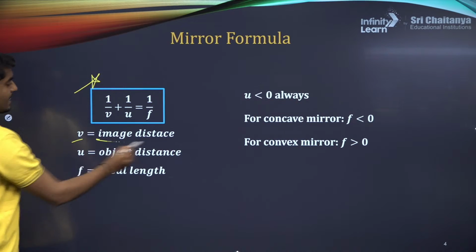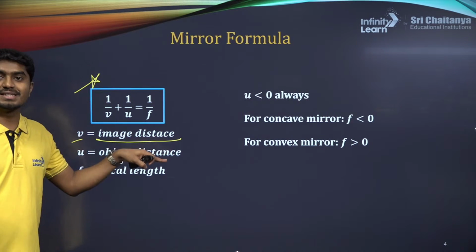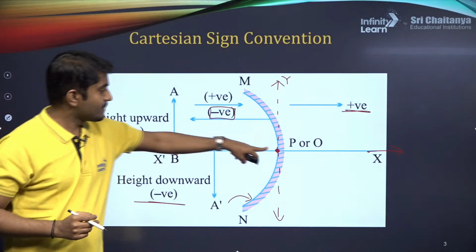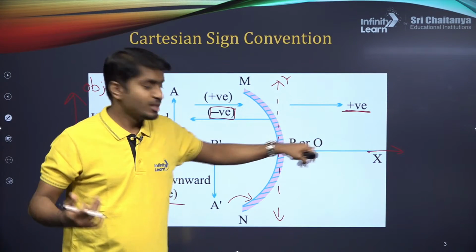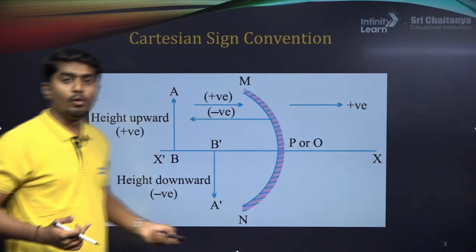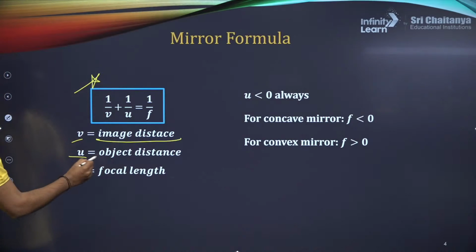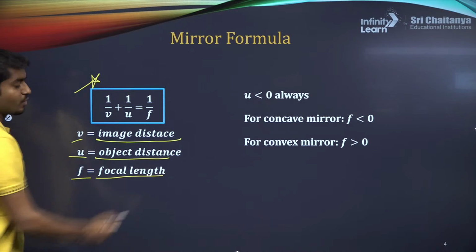Now what are these? V is the image distance. All the distances you measure from the pole. All the distances which are on the x-axis, you measure from the pole. Then U is the object distance, F is the focal length.